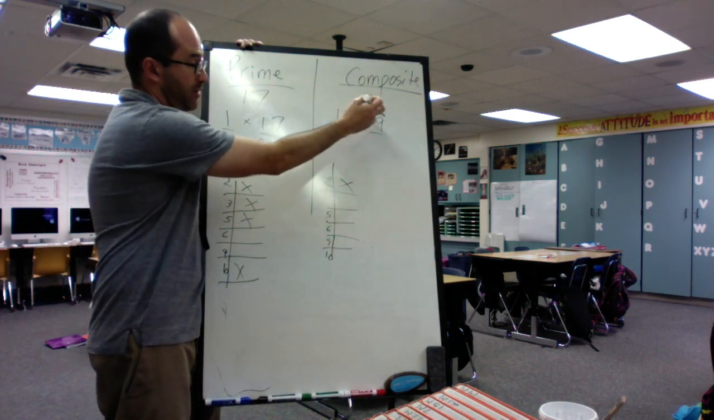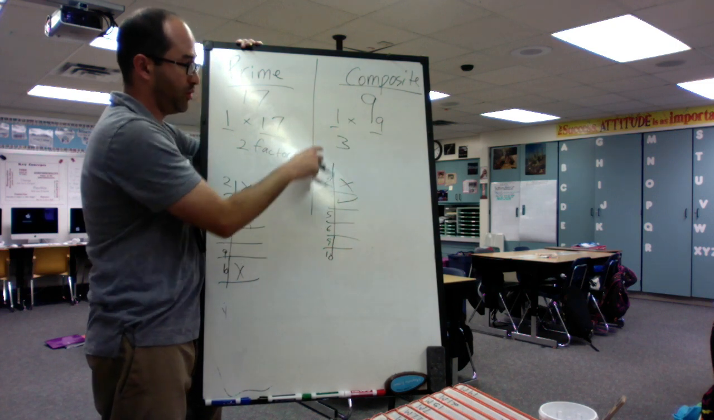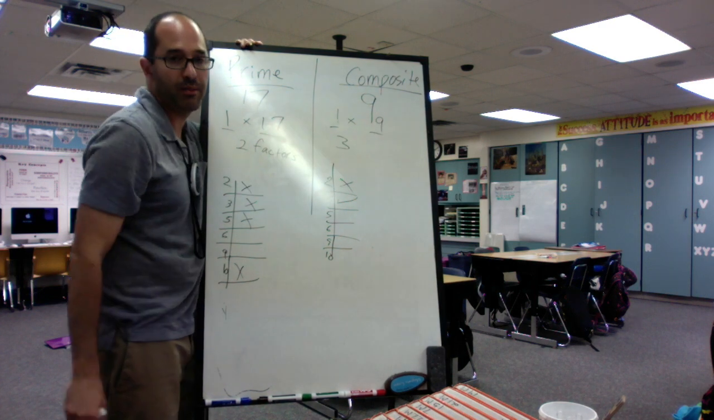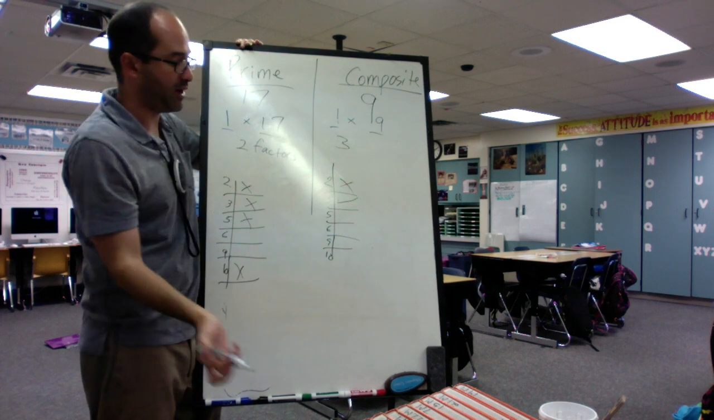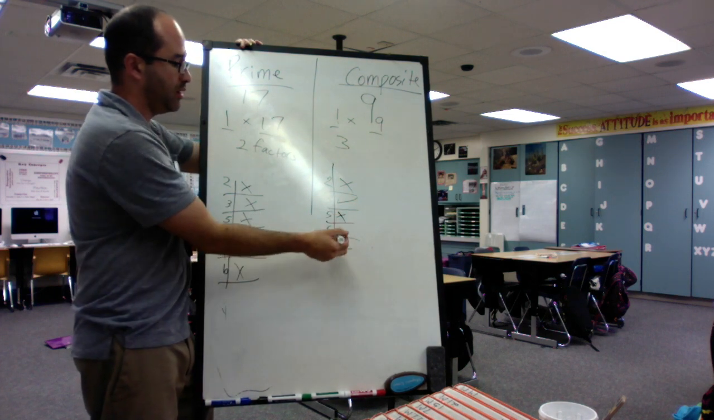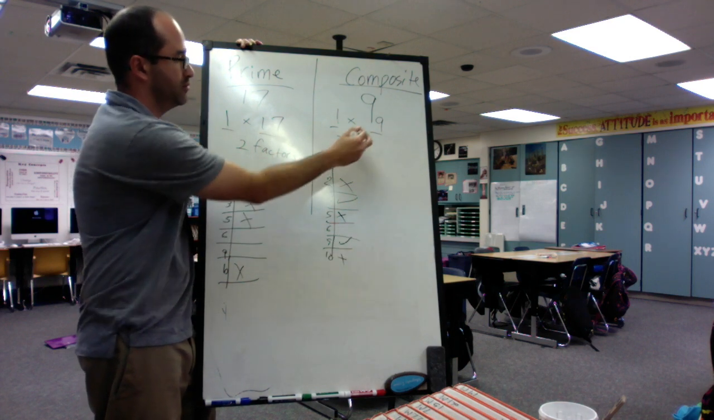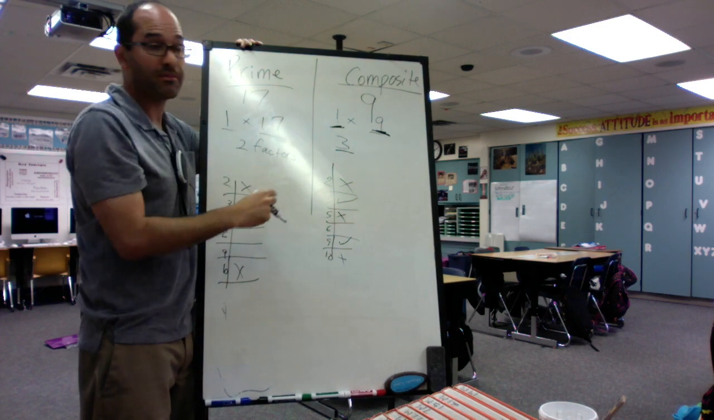3. 9 is divisible by 3. I know that. 3 and 3. So 3 is a factor. So we have 1, 2, 3 factors. Already I know it's composite. It's got more than two factors. In fact, those are the only 3 factors. It doesn't end in a 0, 5 or 0. 9, of course, is one of the factors. 9 has 3 factors, so it's composite.